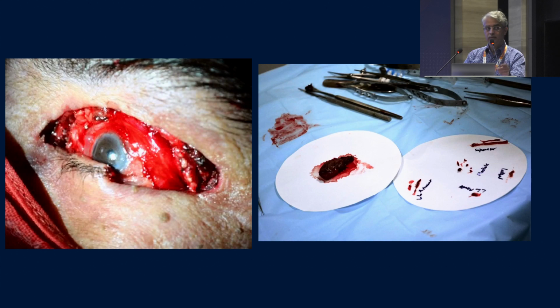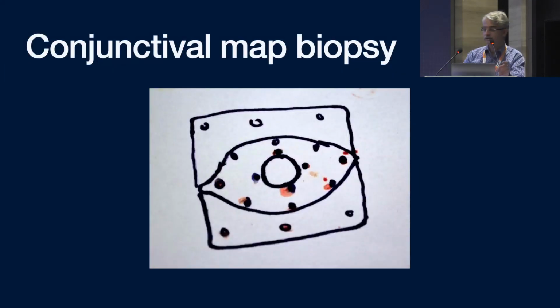But when you have a diagnosis of pagetoid sebaceous gland carcinoma, then another thing that you need to add to your treatment is conjunctival map biopsy. This is the one indication where you need to perform this.